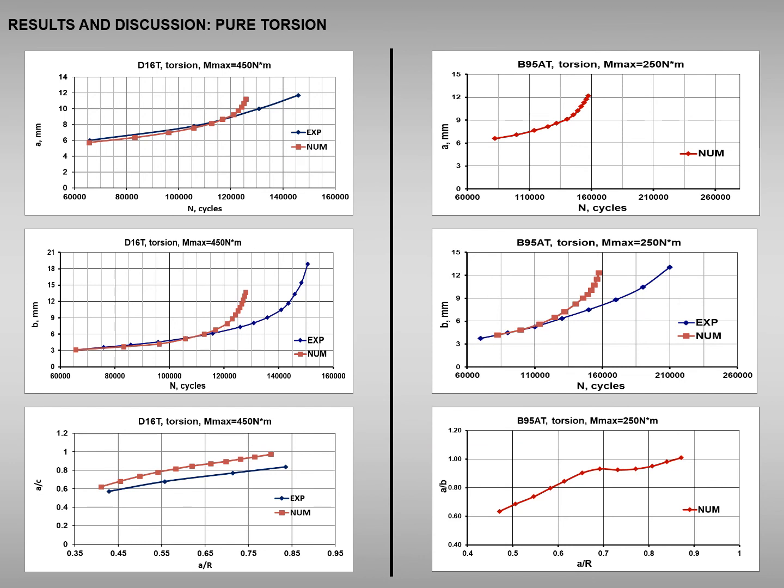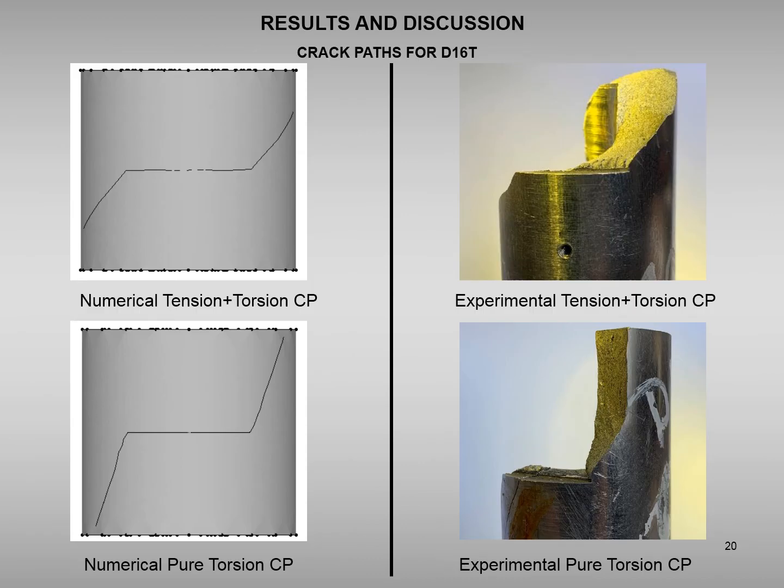In this slide, the graphs show the comparison between numerical and experimental results in the case of pure torsion tests. In general, it is possible to see a higher crack growth rate in the numerical results with respect to the experimental data. In this slide, the experimental and numerical crack paths are compared in the case of tension-torsion and pure torsion loading conditions. The numerical analysis shows, as in the experiments, a higher kink angle in the case of pure torsion loading conditions.